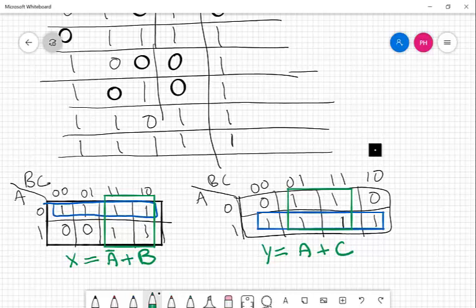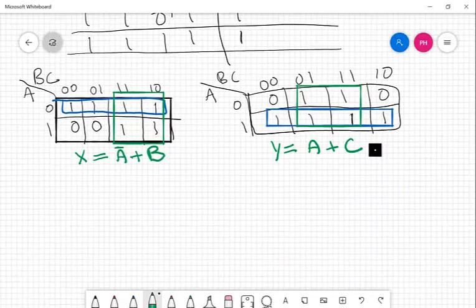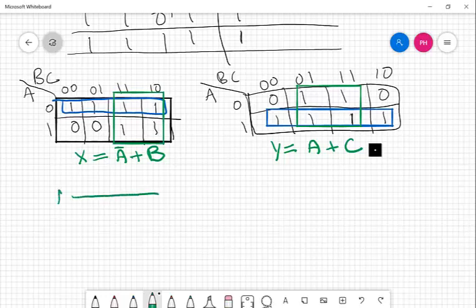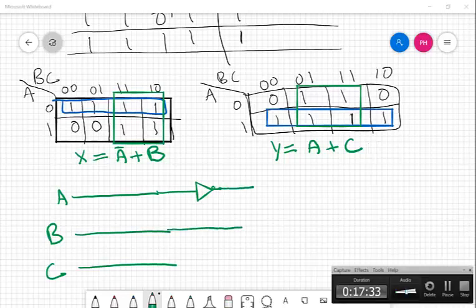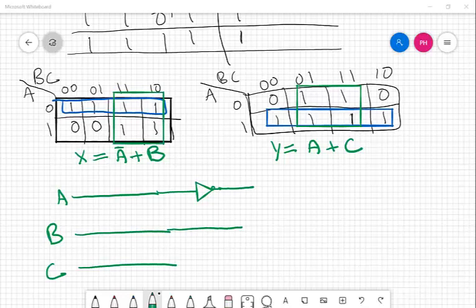Okay, fine. So if I have to design the circuit for it, these are my inputs A, B and C. So my X will be equal to A bar. Here I will get A bar. So I will be having an OR gate here.